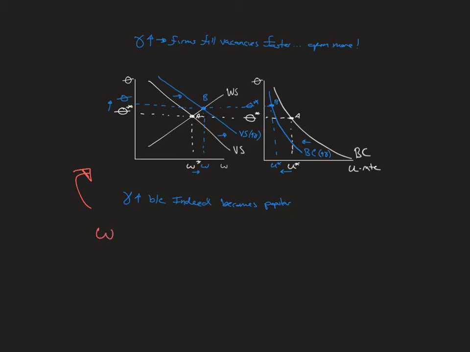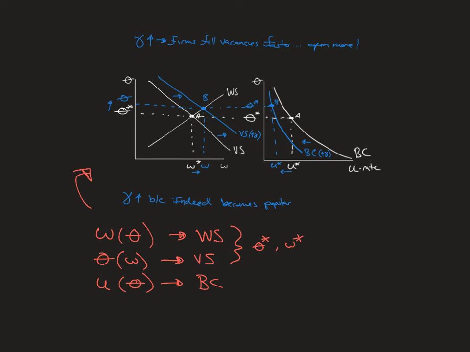So we have the wage as a function of theta. That's our wage setting curve. We have theta as a function of the wage. That was our vacancy supply curve. We had the unemployment rate as a function of theta. That was our Beveridge curve. What we're doing is we're setting these two equal to each other to find the theta star and W star, and then you can plug the theta star in down here to get our U star.